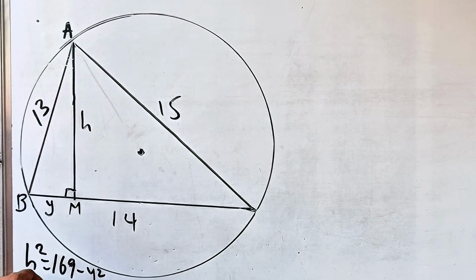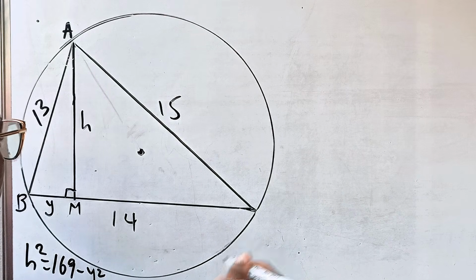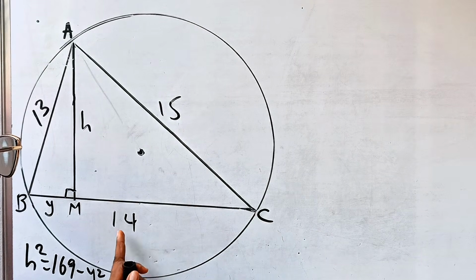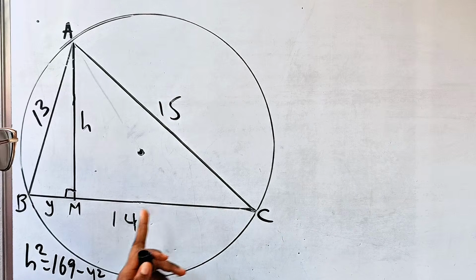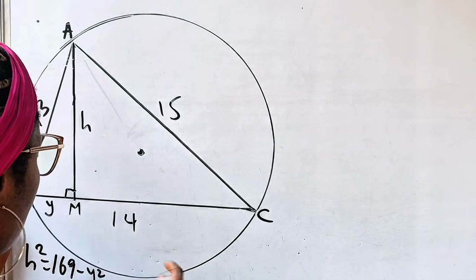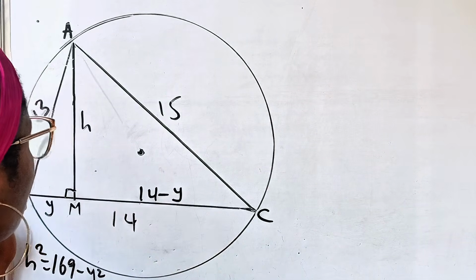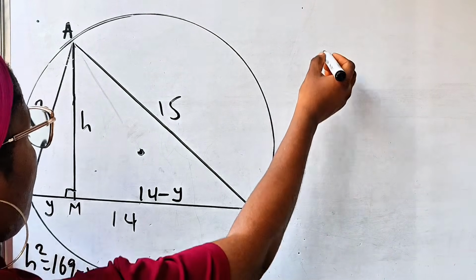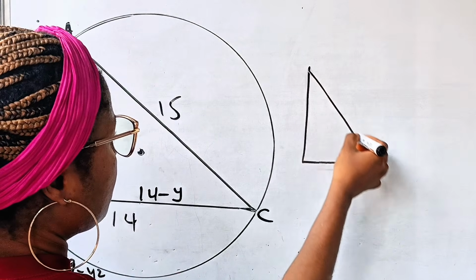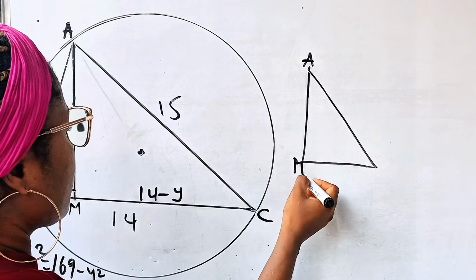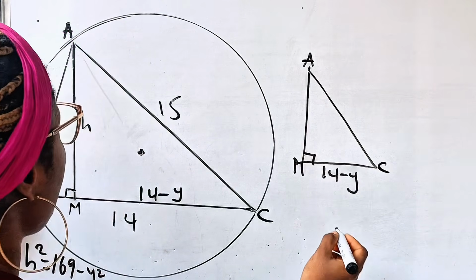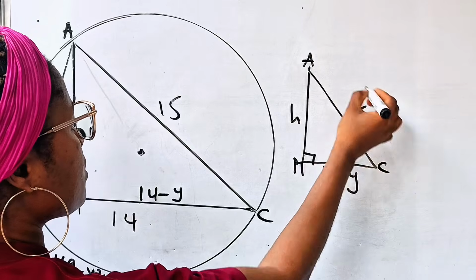So we've gotten H squared to be 169 minus Y squared. Okay, so this is ABC. All right, so if BC is 14, then CM will be 14 minus Y, right? So here is 14 minus Y. So we have another right angle triangle. Our AM, this is 90 degrees. C, here is 14 minus Y. Here is H, and here is 15.